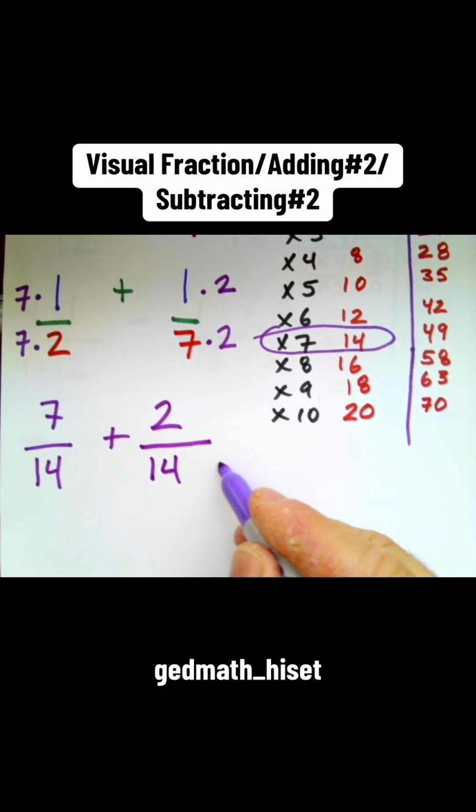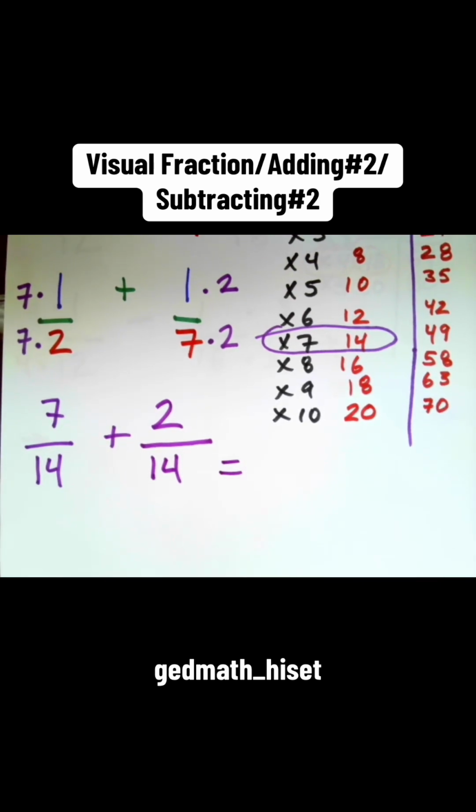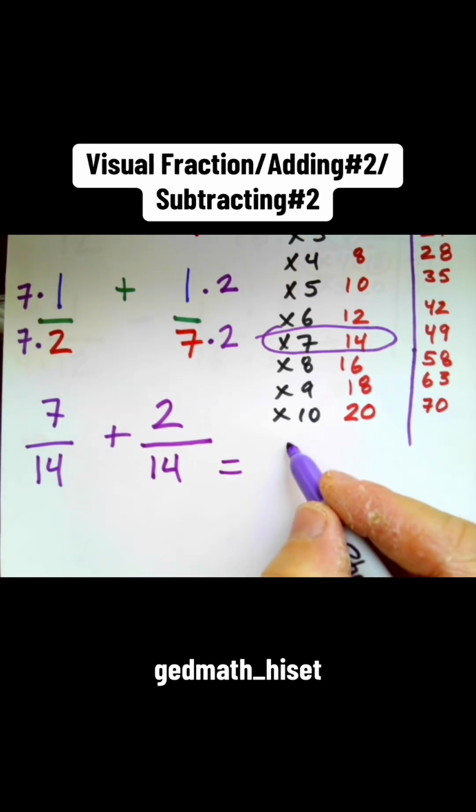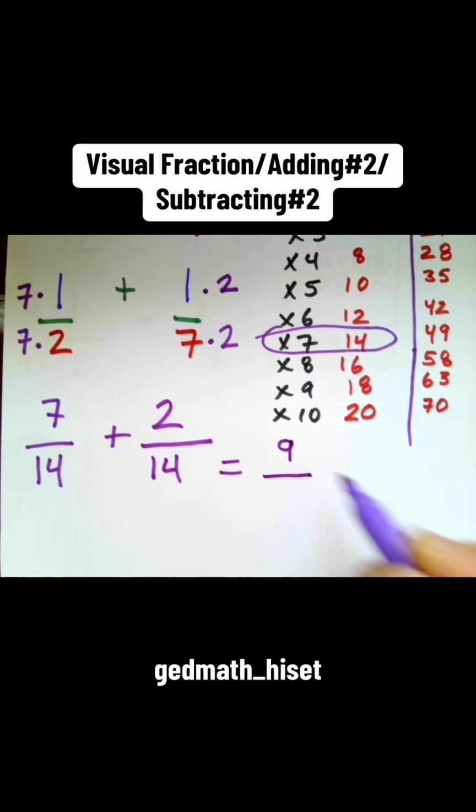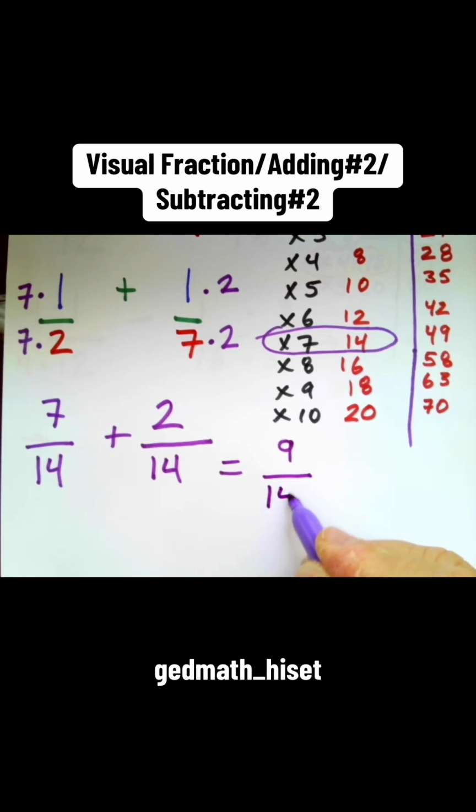And if I am going a little too fast, please rewind. You can watch this as many times as you like. So the bottom number is the same. The denominator is the same. Then we can add or subtract the top. 7 plus 2 is 9. And that denominator stays the same.